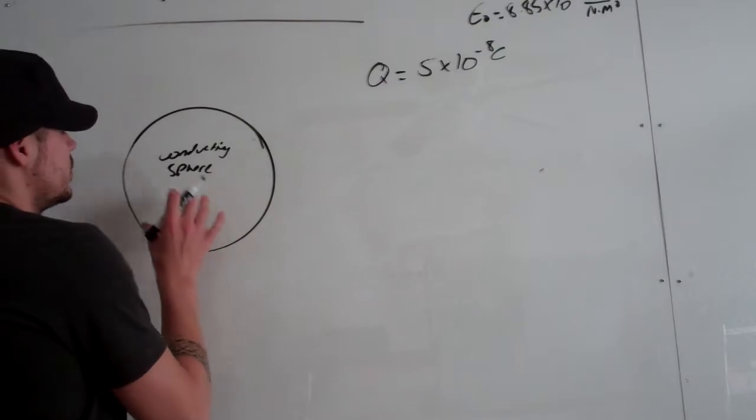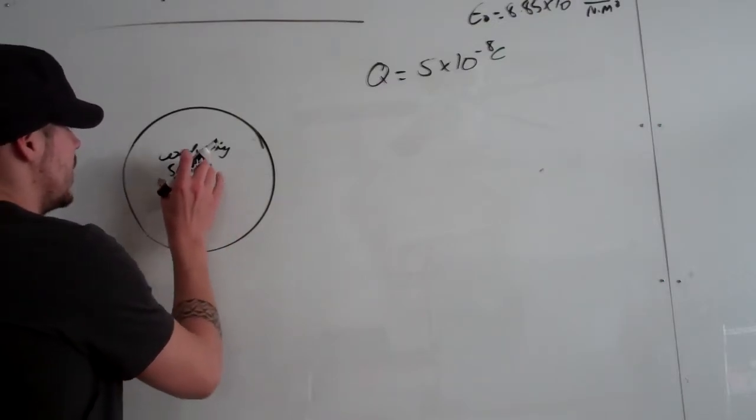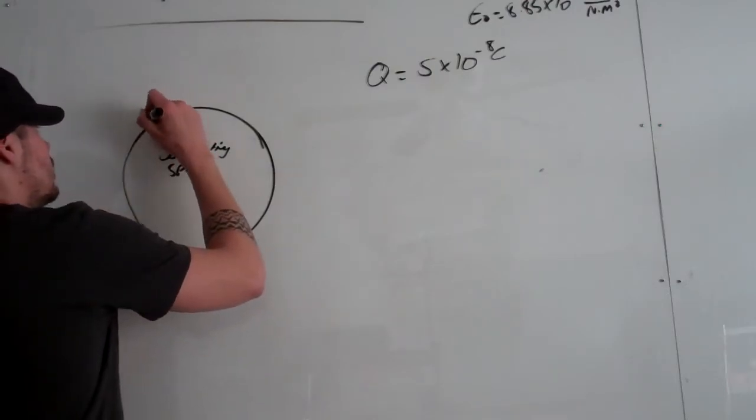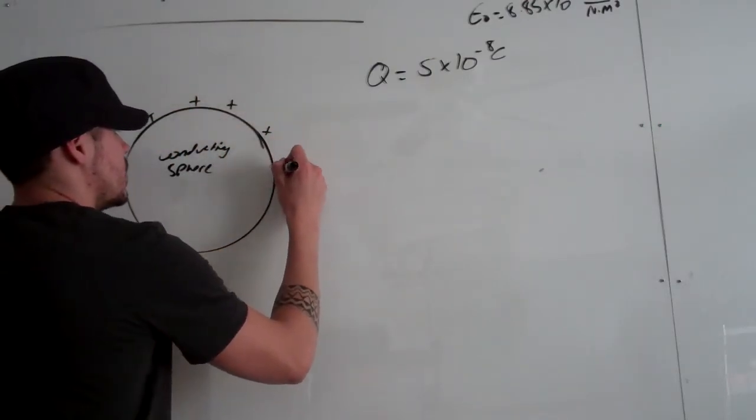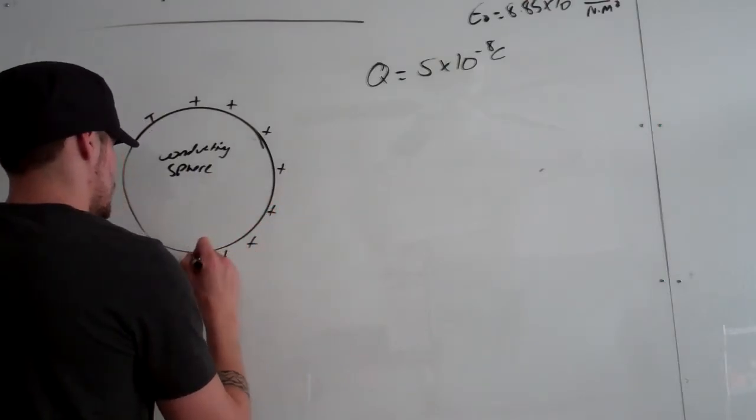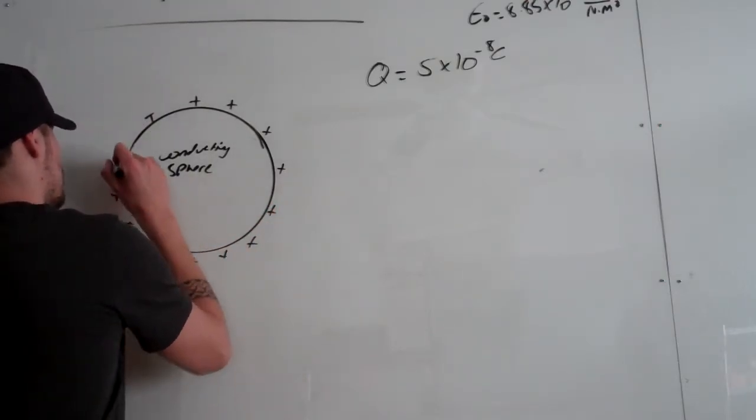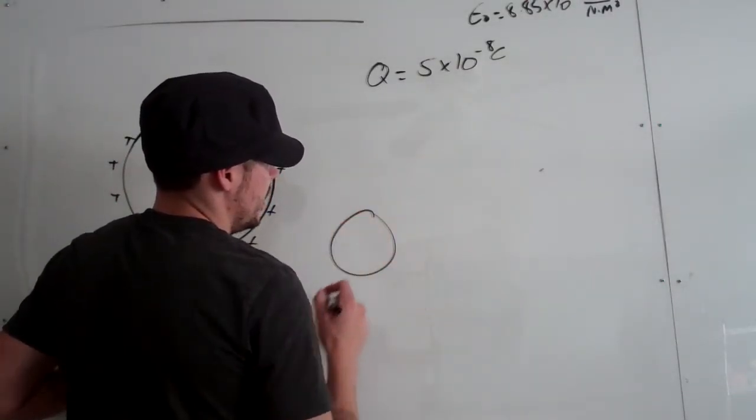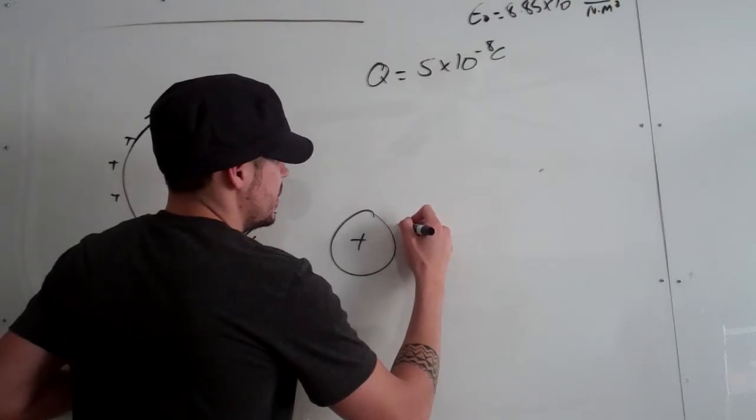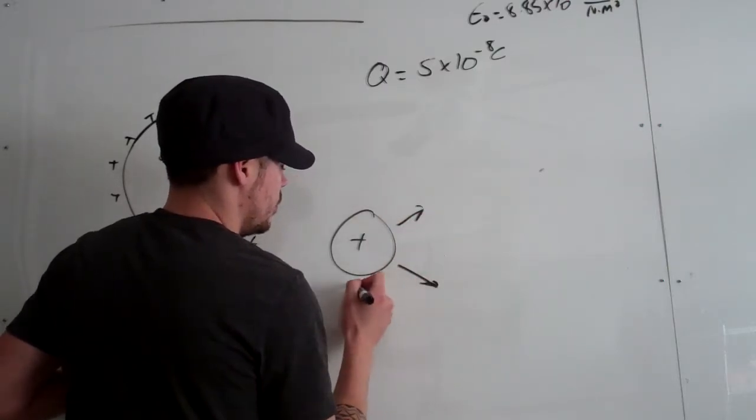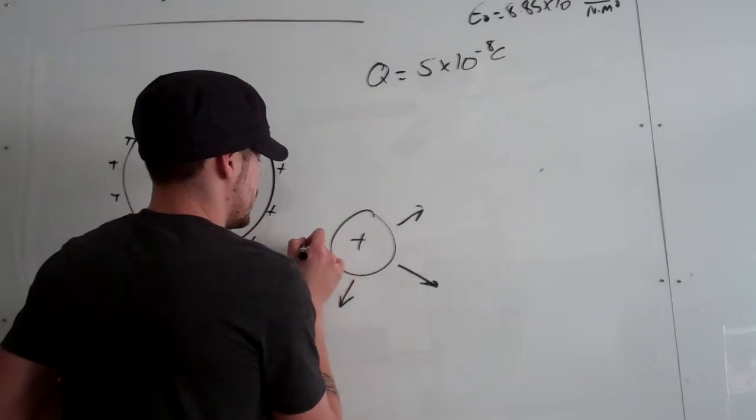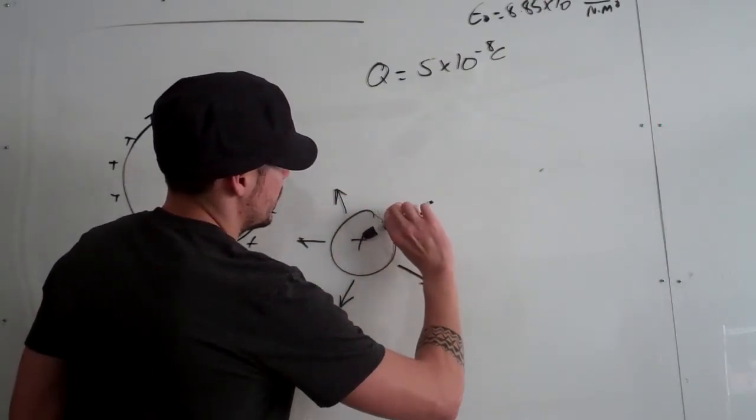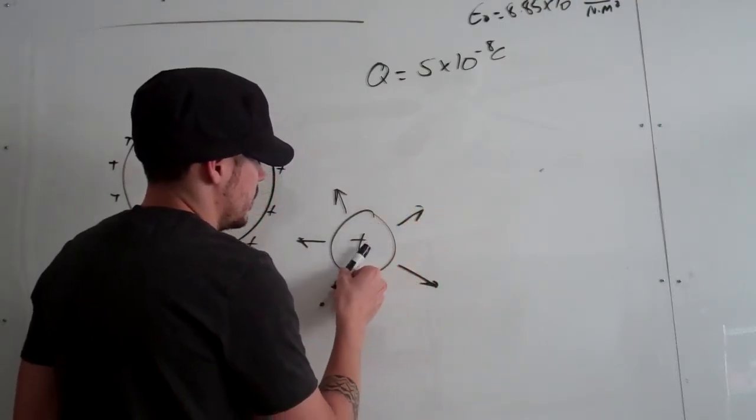coulombs. Now, just to make it easier on ourselves, let's just imagine that there's a charge somewhere in the middle here, and we have on the surface of this thing an even distribution of positive charge. And if you remember, a positive charge has an E-field at all points that are sort of perpendicular to its surface here. At all points it's going to be like this.